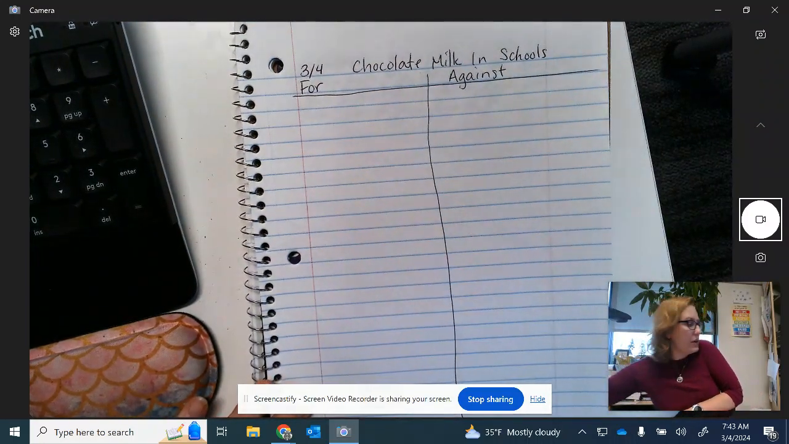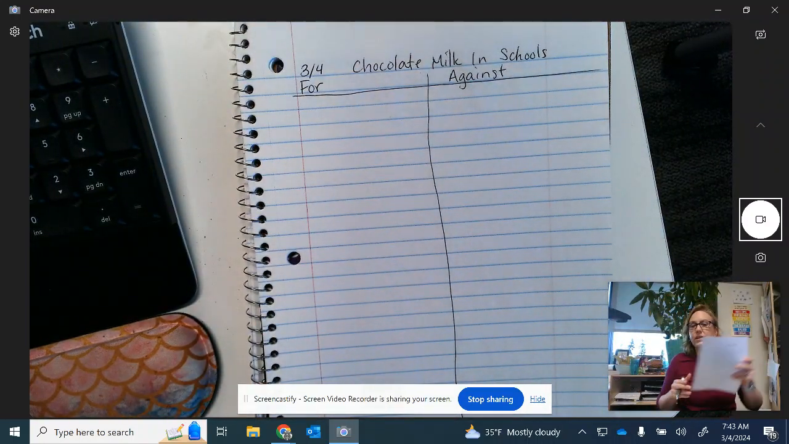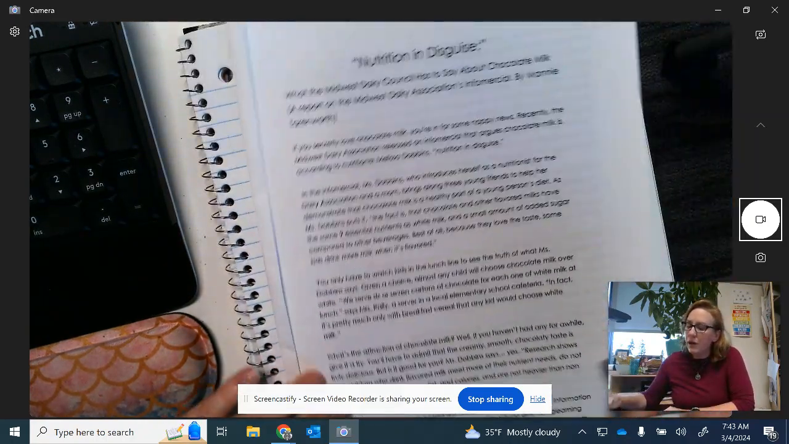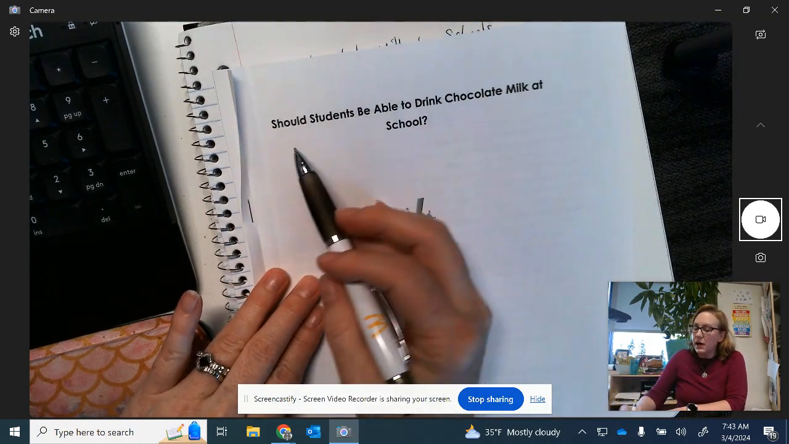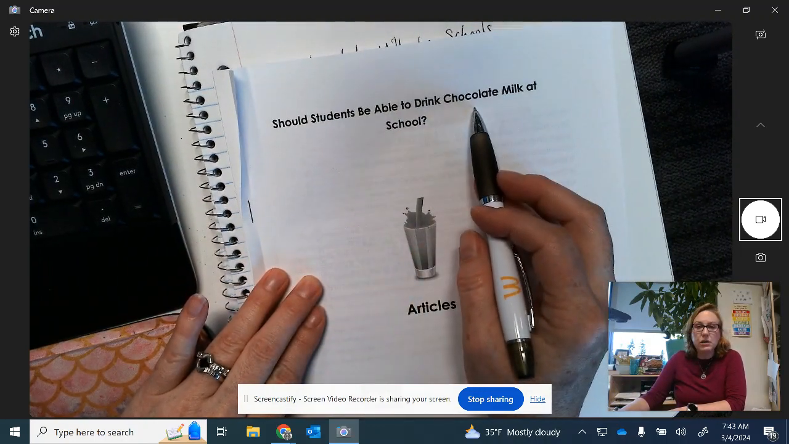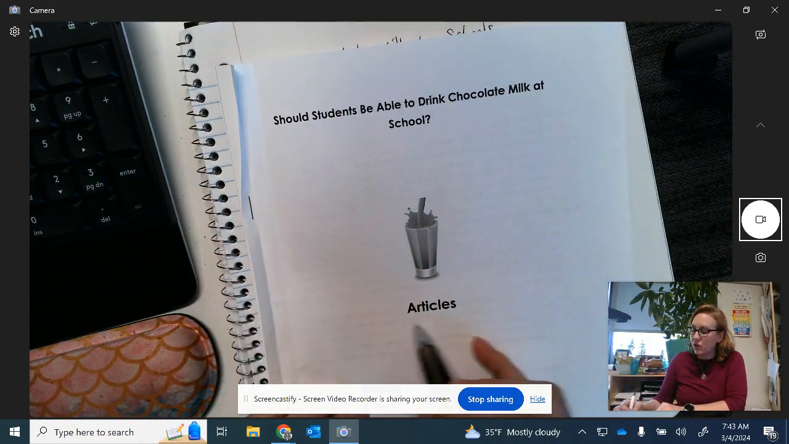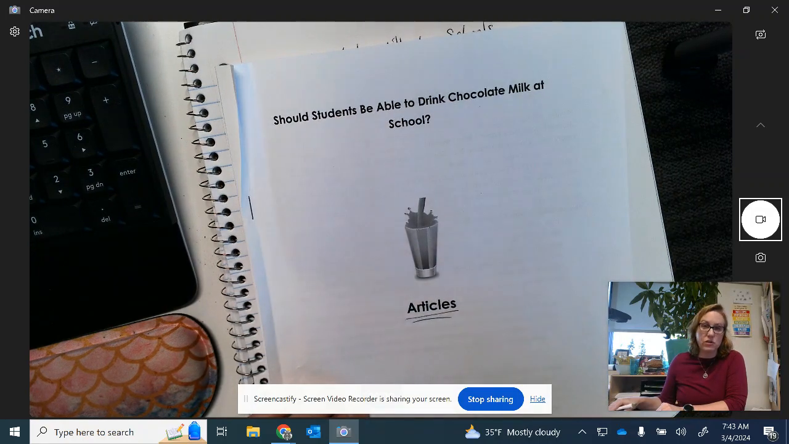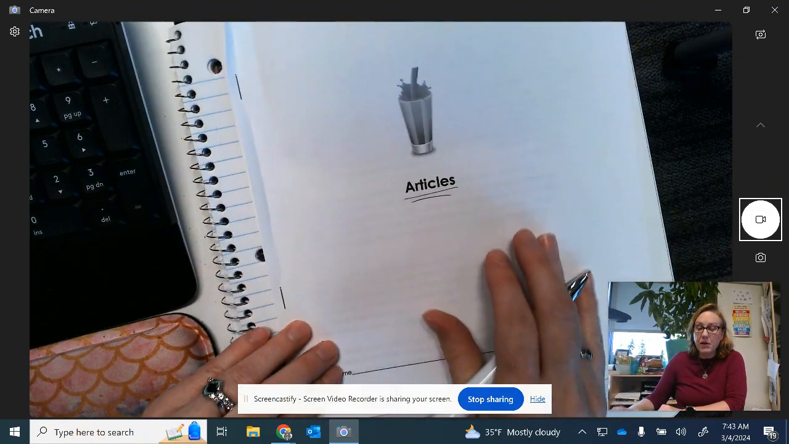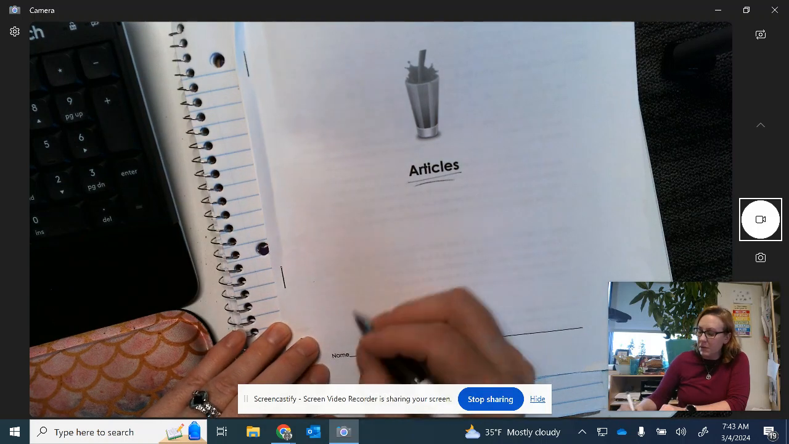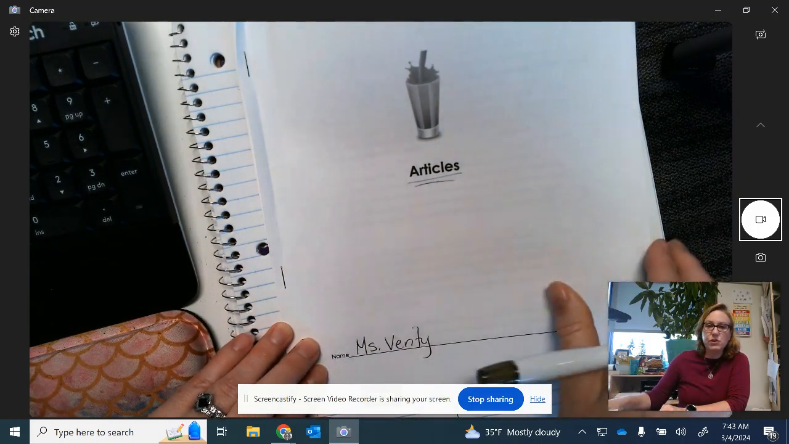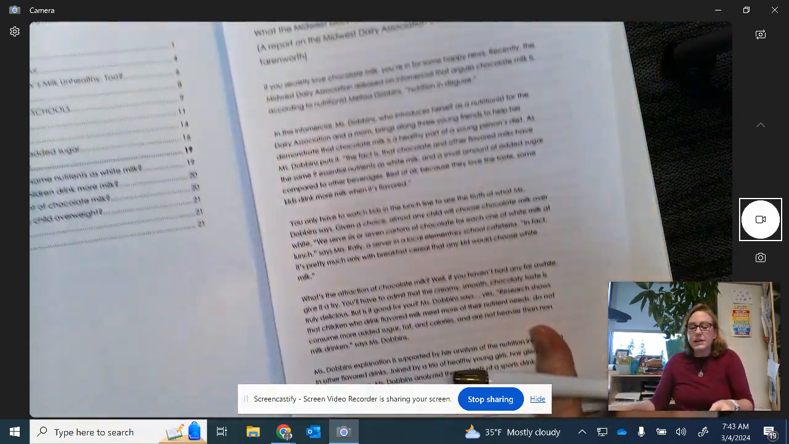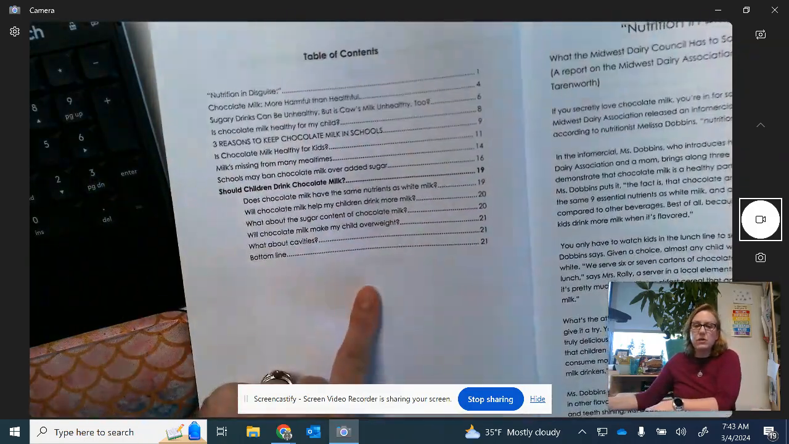All right. So here's the article that you are going to be reading. This is a huge packet of information. Should students be able to drink chocolate milk at school? These are articles, and this has lots of articles in it. You're going to put your name on this paper. It says down here, name. This is going to be my copy that we're going to use in class. And you have all of these different articles.